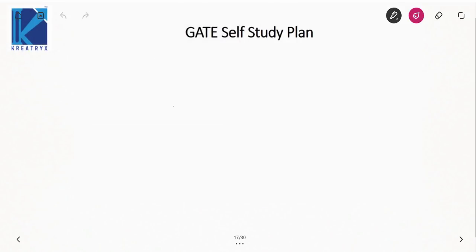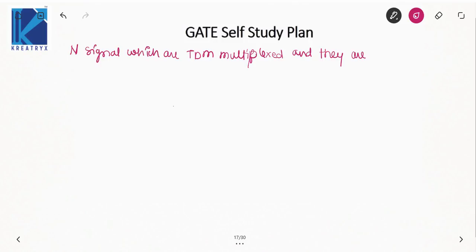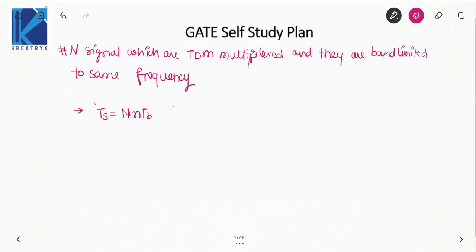So I can generalize the formula of Ts if there are n signals which are time division multiplexed and they are band limited to the same frequency. This is very important. We can write this only when all the n signals are band limited to the same frequency. In that case, the frame size becomes capital N into small n into TB. And what is small n here? Small n is the number of bits per sample, that is, how many bits we are using to represent one quantized sample.